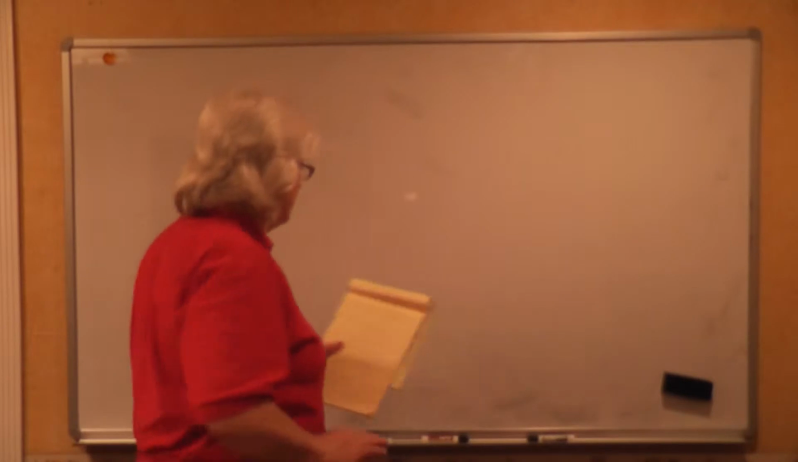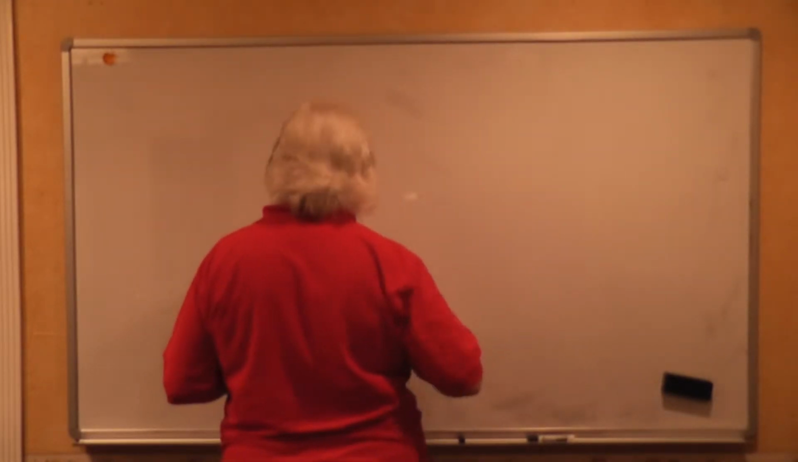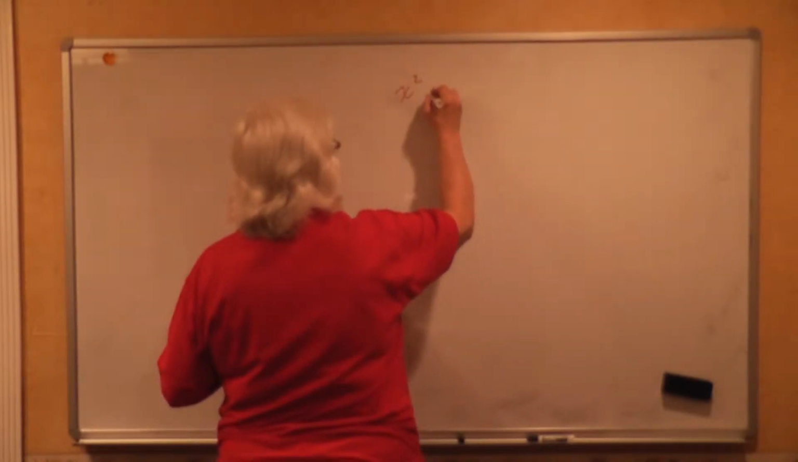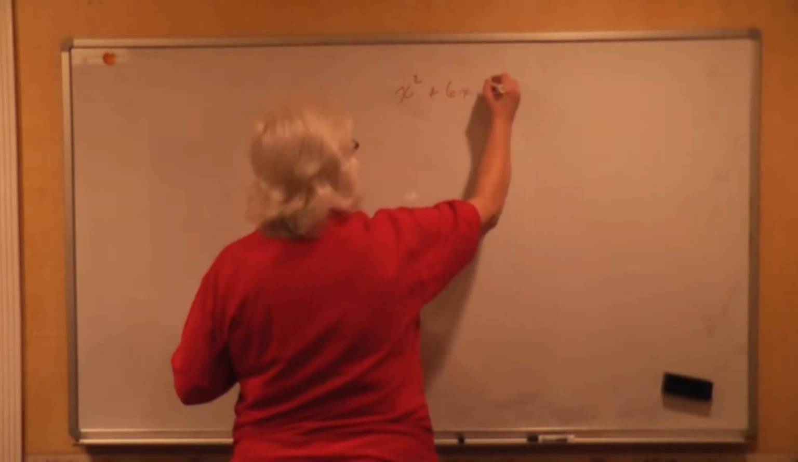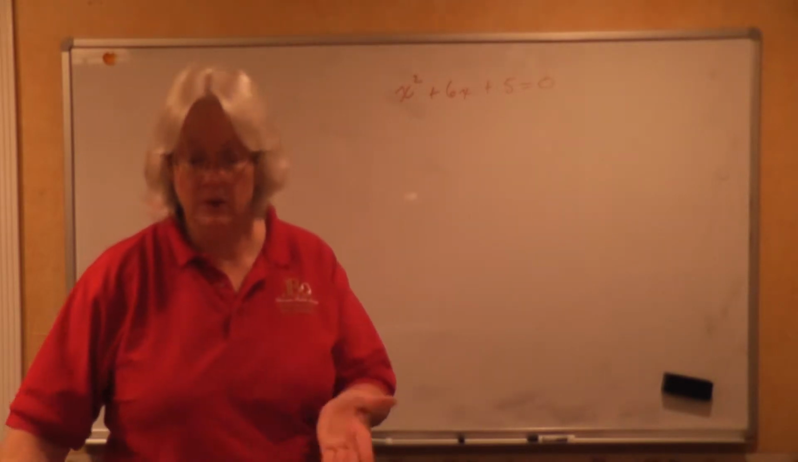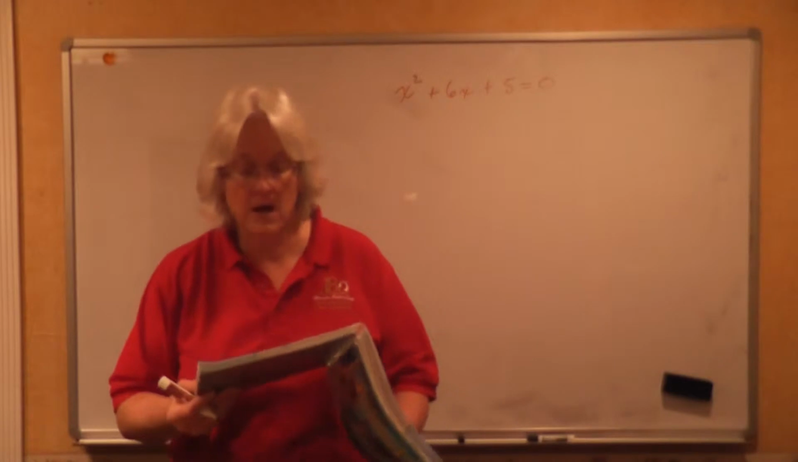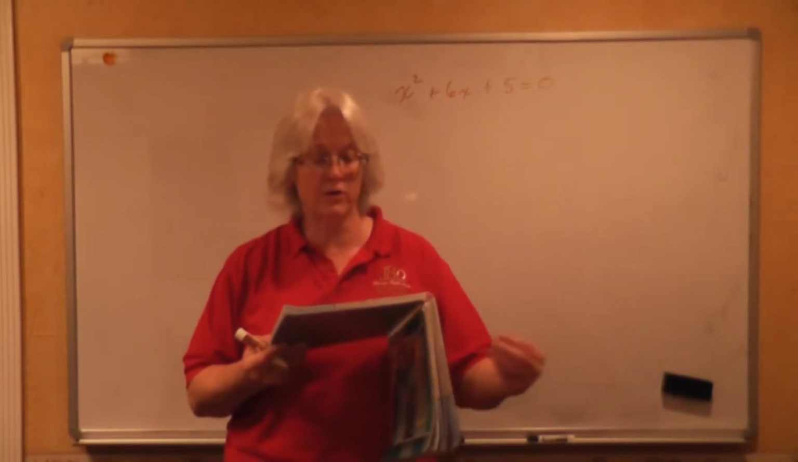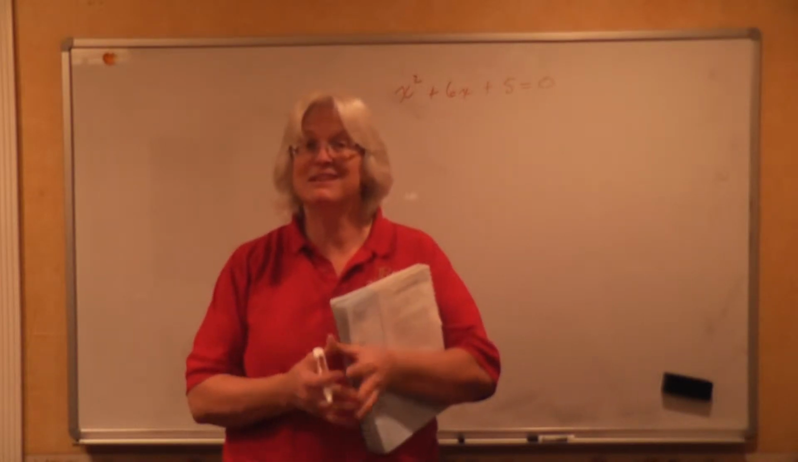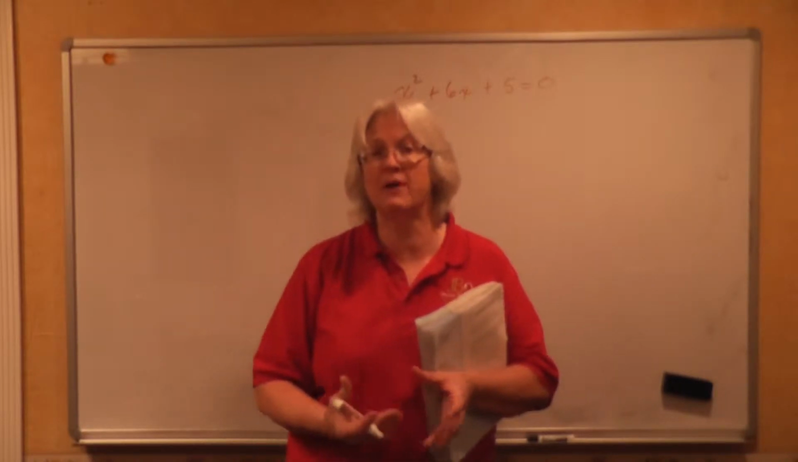So let's say that we had this particular problem before us. We have x squared plus 6x plus 5 is equal to 0. And if you look at your text, it says first rearrange terms so that the constant is on one side of the equation and all the terms containing variables are on the other side of the equation. Now this is different, remember, from when you are solving quadratic equations by factoring.